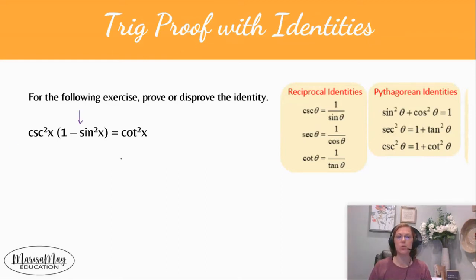I see this 1 minus sine squared. Now, I don't have a Pythagorean that looks identical to that, but I want you to see that I could manipulate this sine squared plus cosine squared equals 1. If I will subtract sine squared from both sides, you can see that I'll get cosine squared is 1 minus sine squared. And so I'm going to replace this parentheses with a cosine squared.